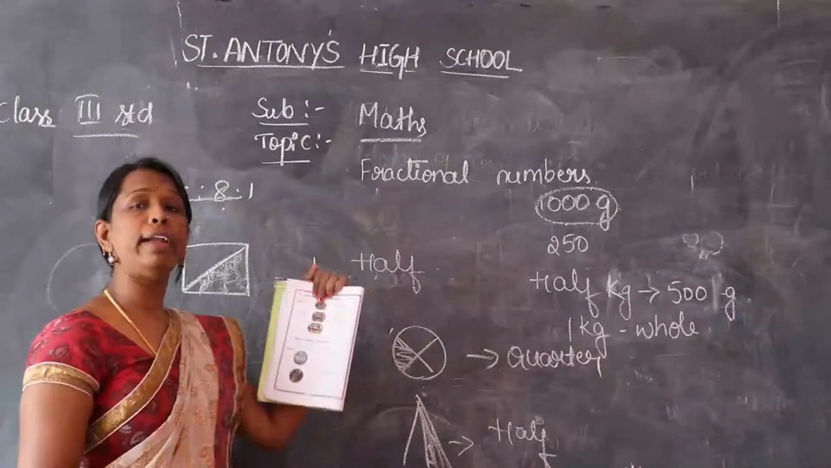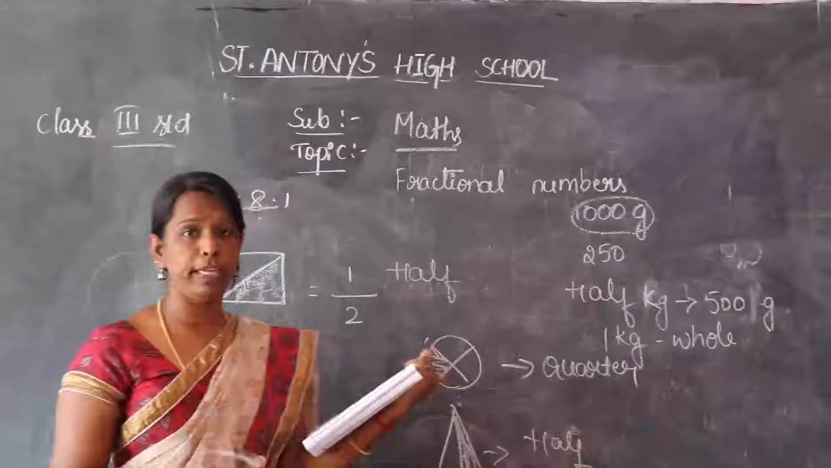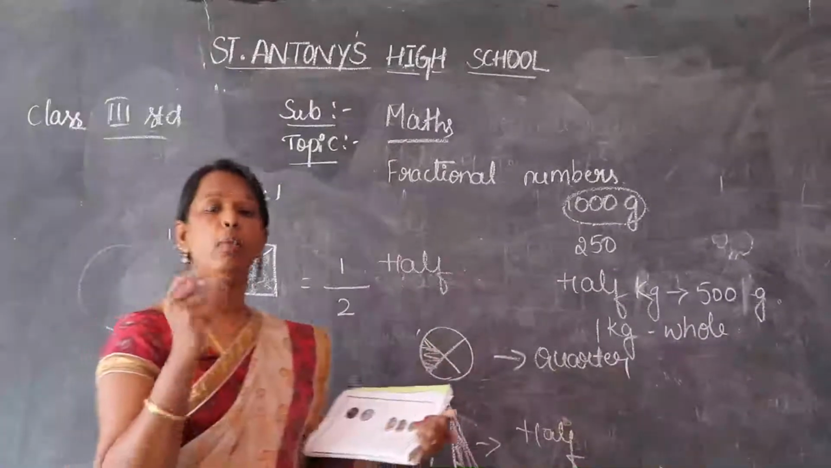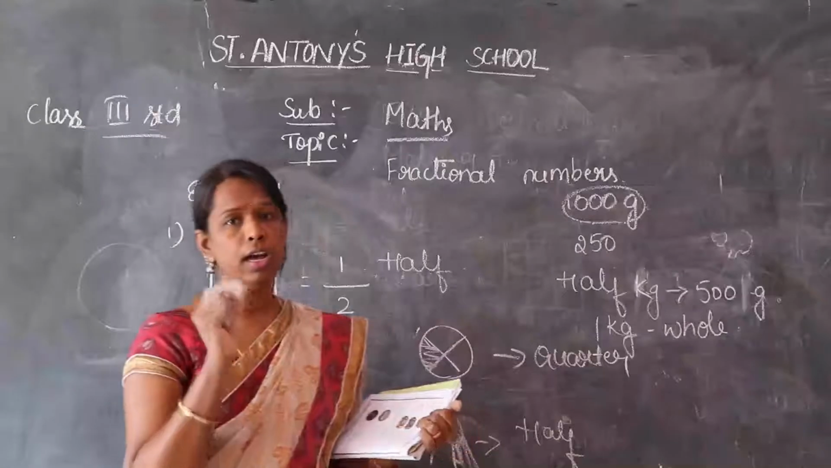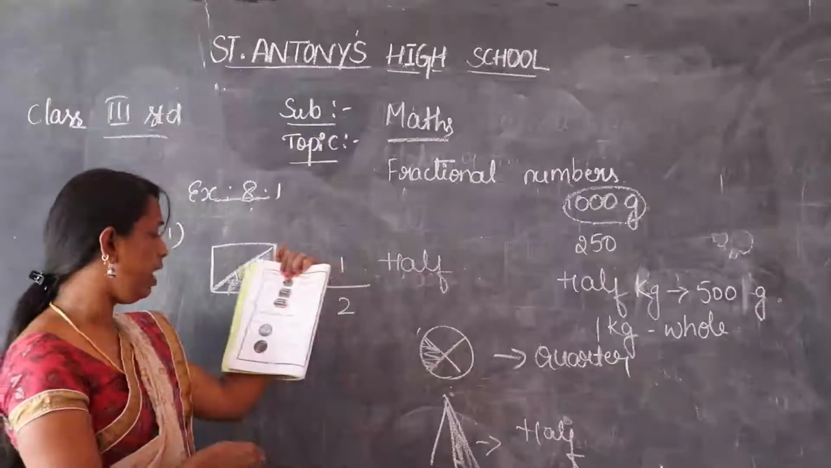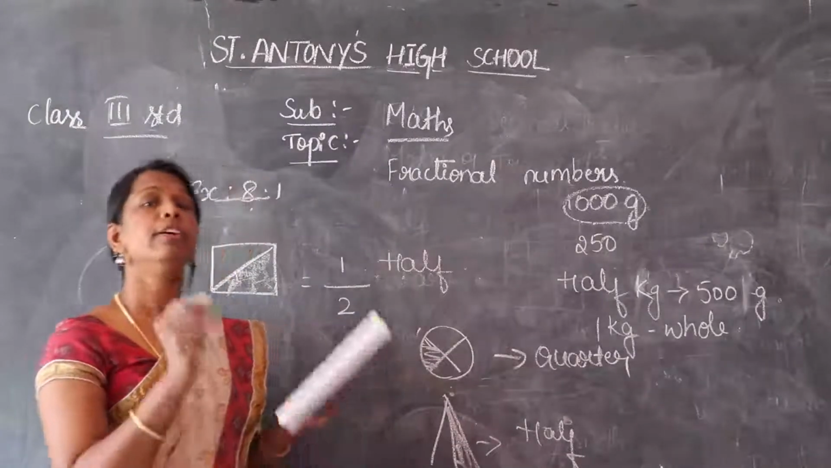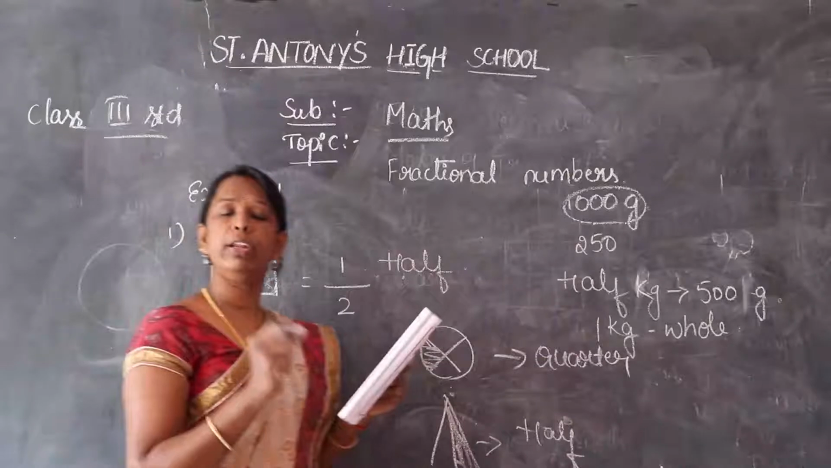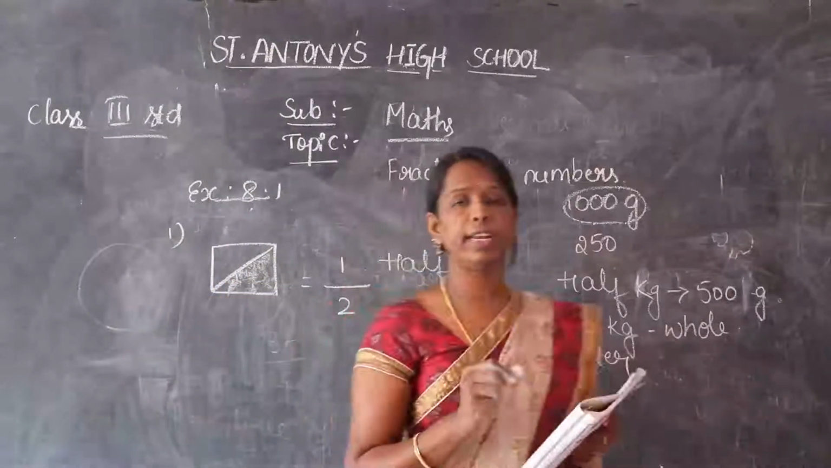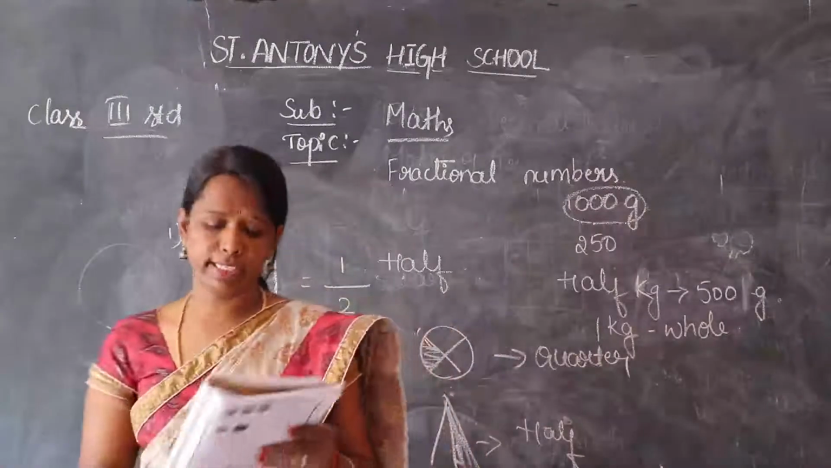First one, quarter rupee, that is 25 paisa. Quarter rupee. So you know that 1 rupee makes how many paisa? 100 paisa. So in that one, quarter means 25 paisa. Half rupee means how much? 50 paisa. We know that 1 rupee is equal to 100 paisa. In 100 paisa, half of that is 50 paisa.